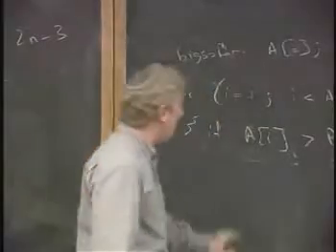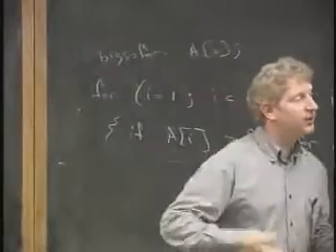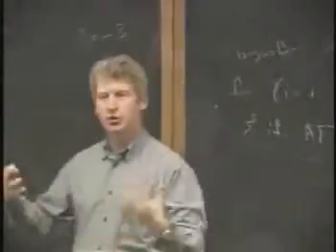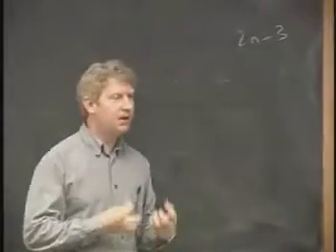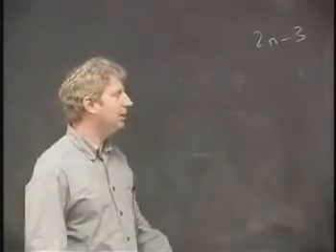OK. Let's think about a way to do the maximum and minimum at the same time, which will do a better job than 2n minus 3. And we'll do this thinking recursively, because if you think recursively, it really gives you a tool that is just so powerful.